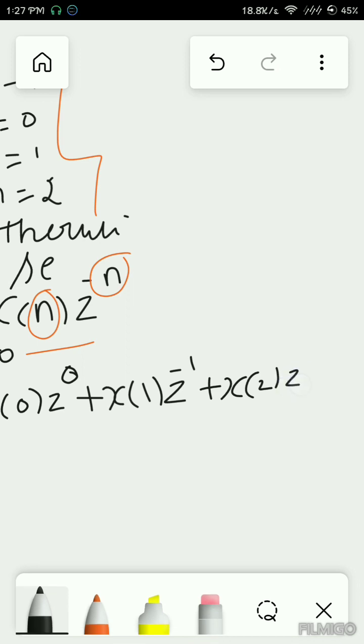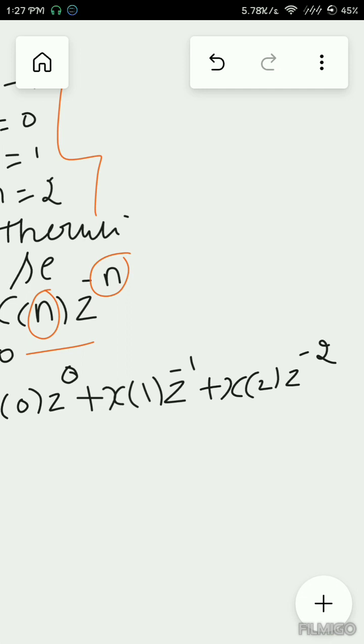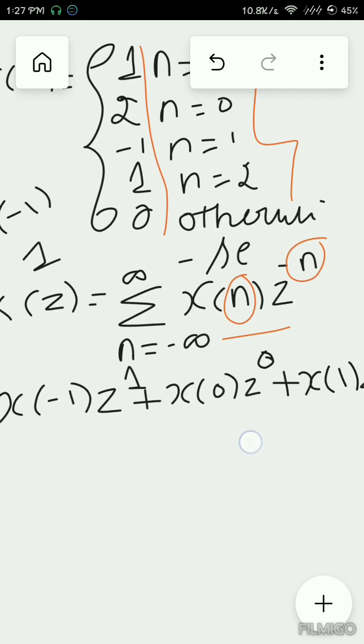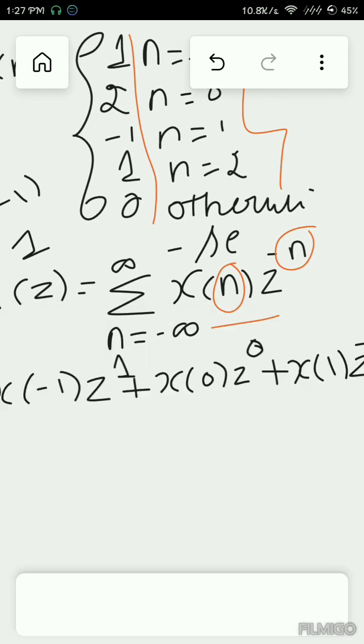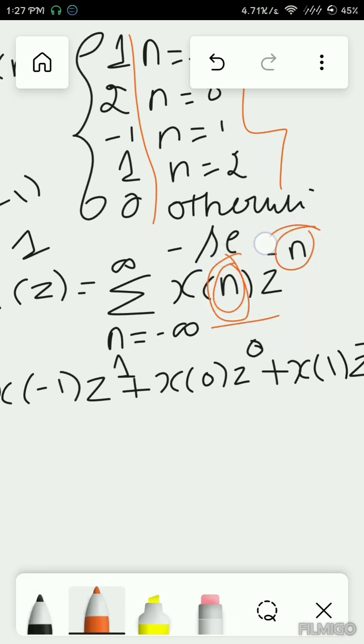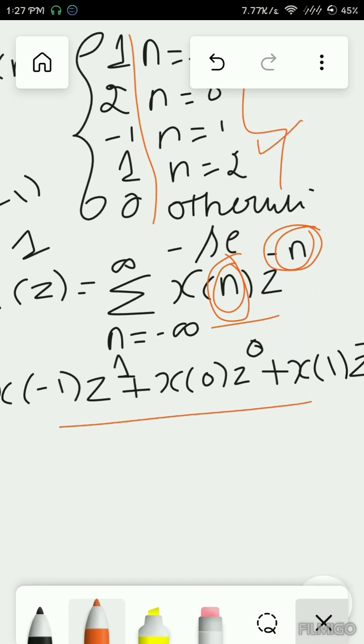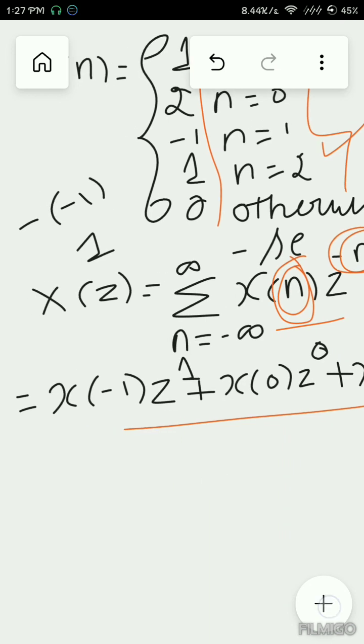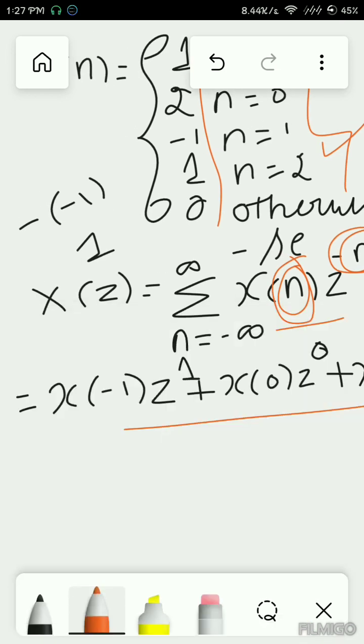So what step did I do? I just substituted the value of n wherever n was present. So here there is an n present, right? Here there is an n present over here, this n, and for this n and this n I substituted all the values of n that are given to us, right? So that is why I got this as the resultant.